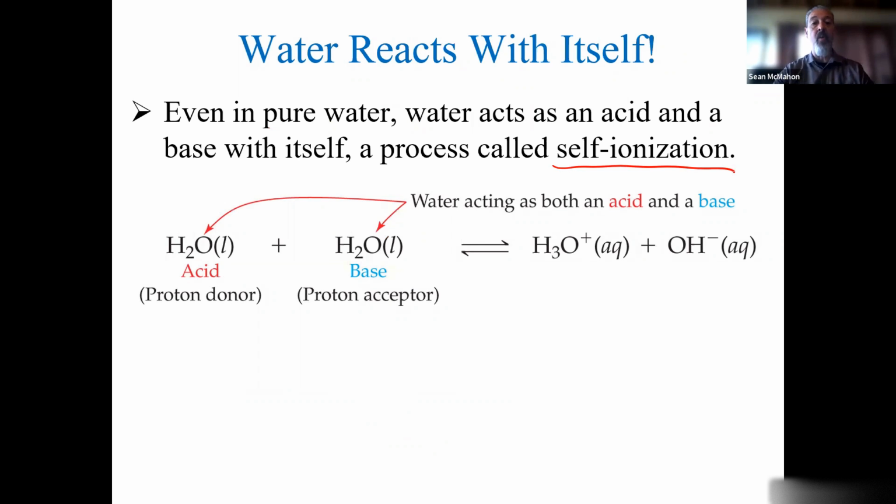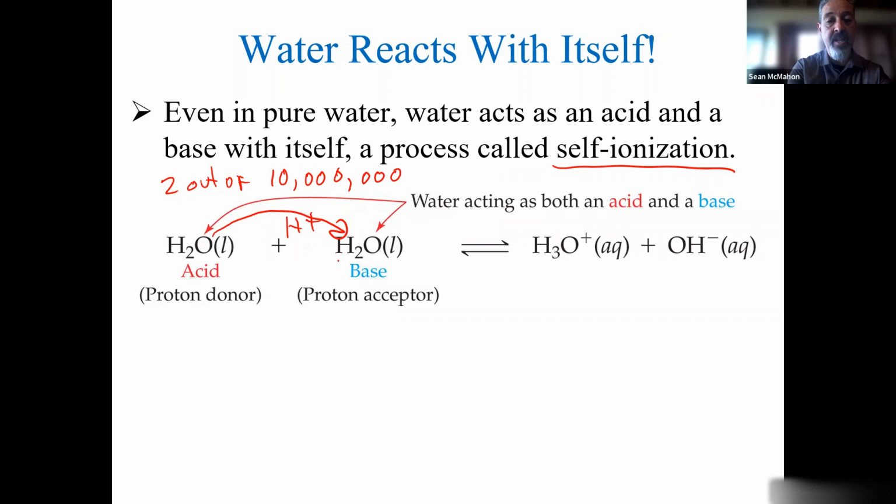So what do I mean by that? Water can actually react with itself. It doesn't happen a lot. This only happens about 2 out of 10 million, I'm sorry, it only happens 2 out of 10 million. Now, that doesn't seem like a lot, and it's not, but it is something that we have to take into consideration. So what happens is I can have one of the water molecules donate a proton.